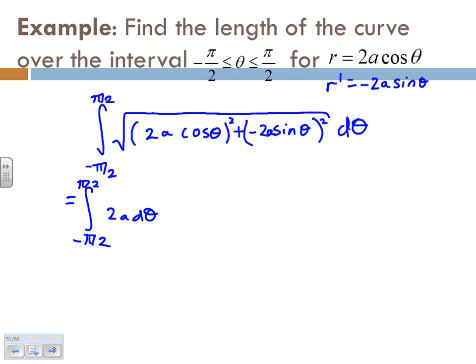I thought it was a great idea, but you can't rely on that. You know what that graph is. Did everybody get it to reduce to 2a d theta? And then that becomes what? 2a theta from negative pi over 2 to pi over 2.